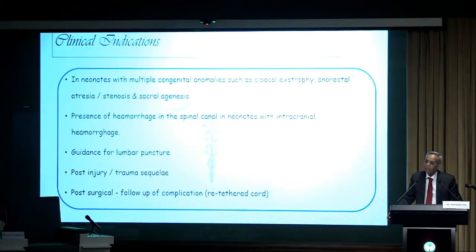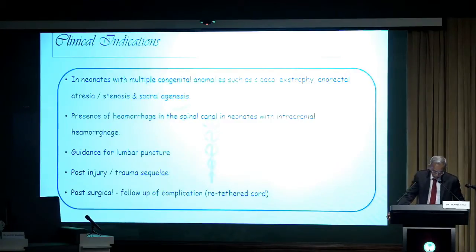Not only that, in some of the cases you diagnose a neural tube defect late in the pregnancy, where they are associated with cloacal exstrophy as well as anorectal atresias, or in a caudal regression syndrome where there is agenesis of the sacrum. These are the lesions again which are sent for neonatal evaluation. Whenever there is a suspected intraventricular hemorrhage, in order to know whether there is any hemorrhage in the CSF of the spine, we definitely do an ultrasound examination in evaluating them. And then whenever there is a difficult lumbar puncture, and not only that, the anesthesia can also be given under ultrasound guidance. At the same time, post-injury and trauma sequelae can be assessed or evaluated by using ultrasound.